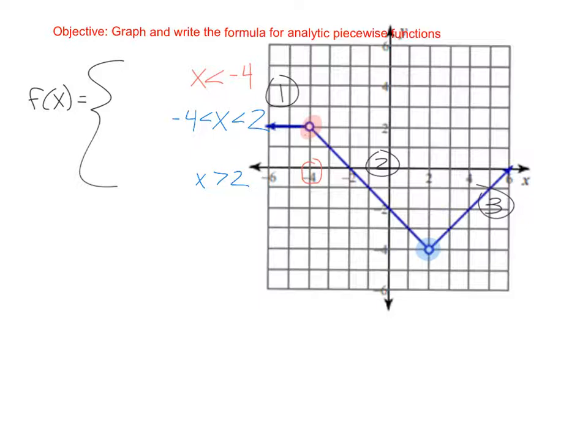So now I'm going to write my equation. What is the equation of a horizontal line? We just talked about this. A horizontal line is just a plain number. What is the y value? 2. Then I usually put a little comma there.